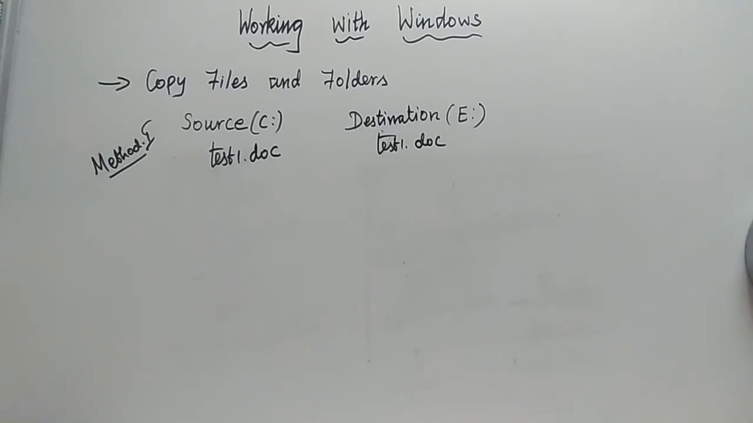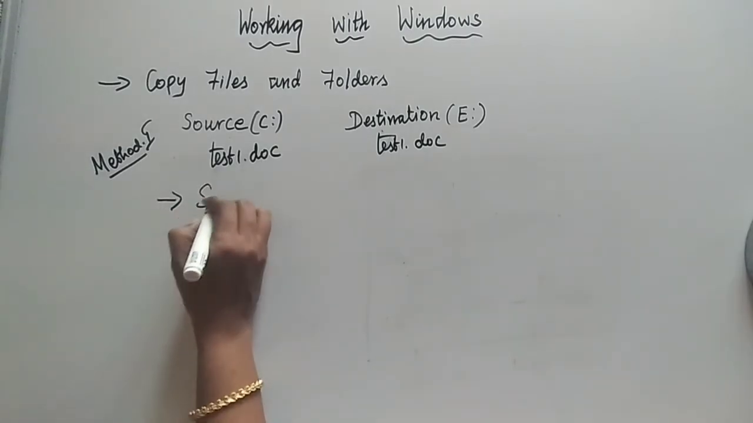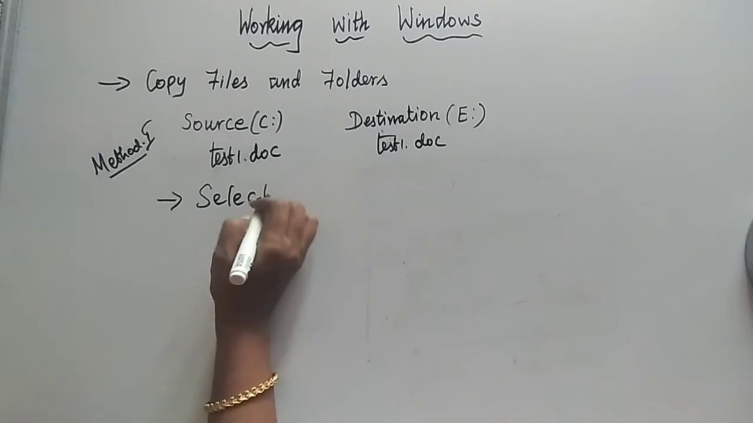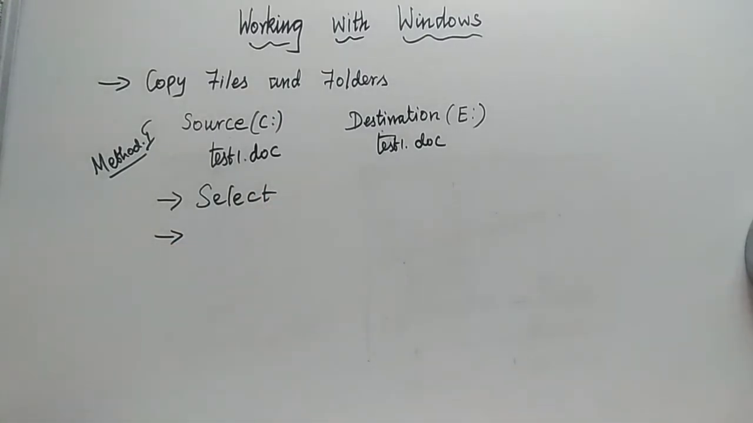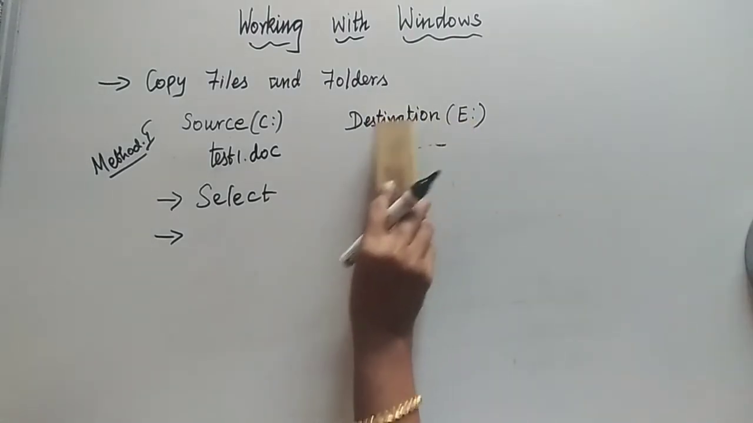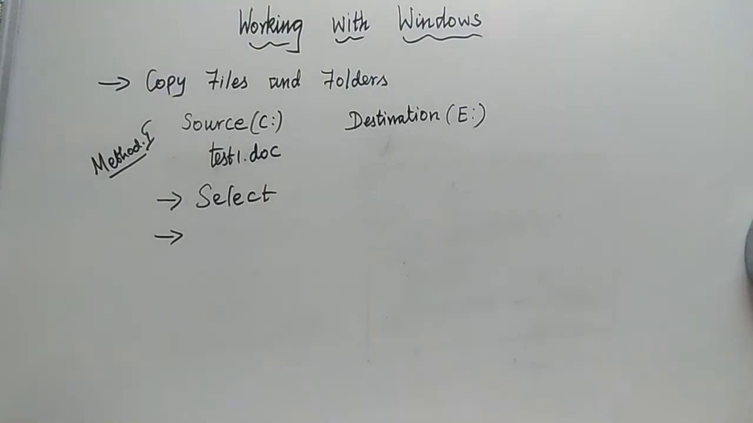Now we can see how to perform this. For this we are going to see the first method. As usual, first you have to select what you are willing to copy. Now we have selected text1.doc, that is your document file.